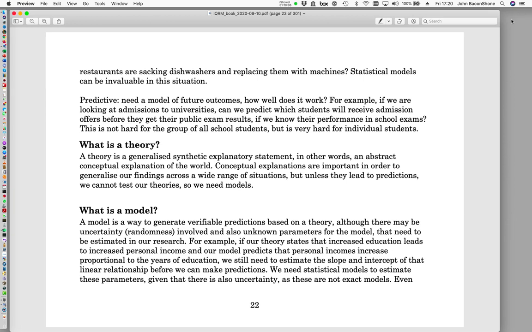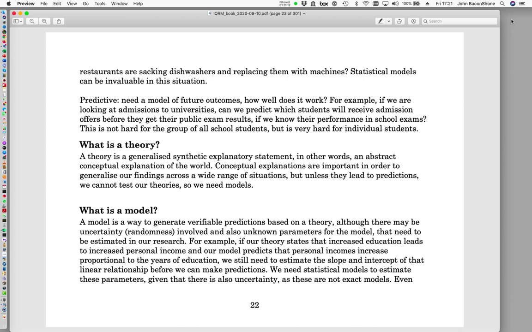Although in finding that model, there may be uncertainty involved, and there may also be unknown parameters for the model that we need to estimate in our research. So let's take an example. Let's say our theory says increased education leads to increased personal income. Okay? That's a very clear theory, but actually it doesn't enable a prediction, because I don't know how increased education leads to increased personal income.